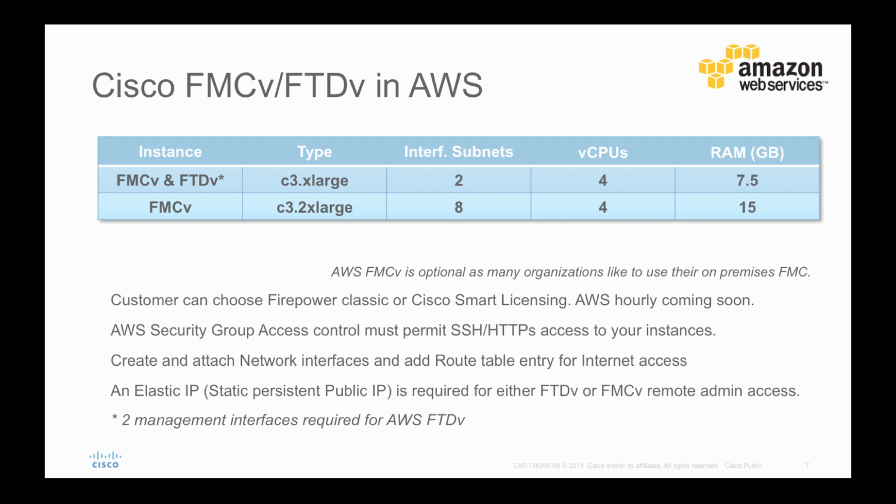Whenever you are provisioning any kind of FTD or FMC in your environment, based on your requirement, you can select instance type. And there's one important thing you need to keep in mind after deploying FTD and FMC in AWS. You need to make sure that security group control allows SSH and HTTPS for management access. And for management access, you need internet connectivity, as well as a static IP address assigned to FTD and FMC for remote admin access.